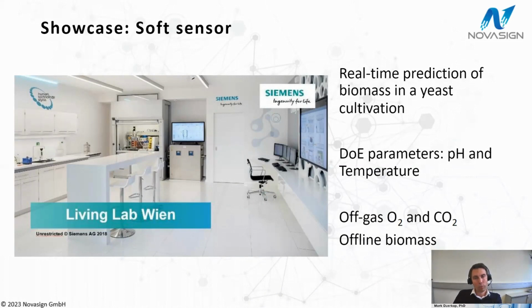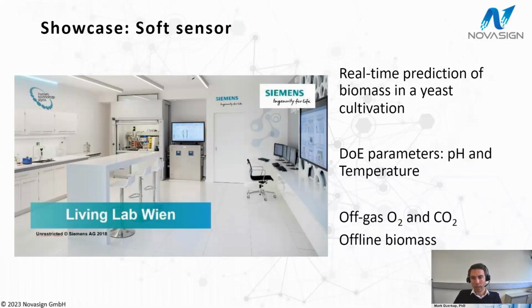And what we wanted to do here is we wanted to create a soft sensor based on a DOE, where we changed pH and temperature. And at the end, the soft sensor should predict the current biomass in the bioreactor without directly measuring the biomass in the bioreactor. And the application for something like this would be to create a soft sensor that says, okay, now you have 2 grams per liter, 3 grams, 6 grams per liter.